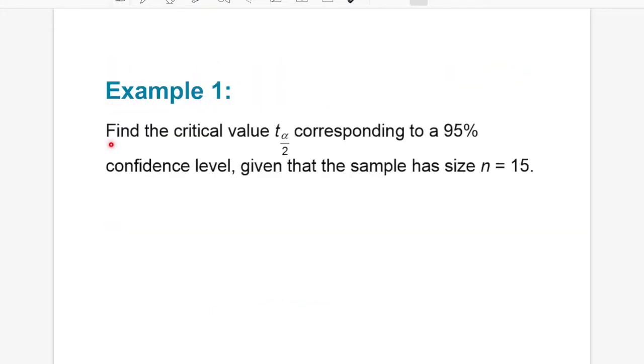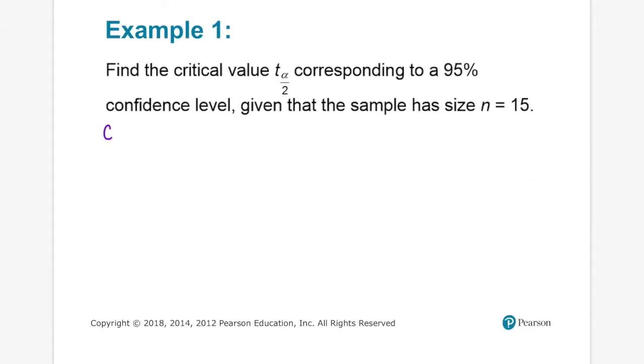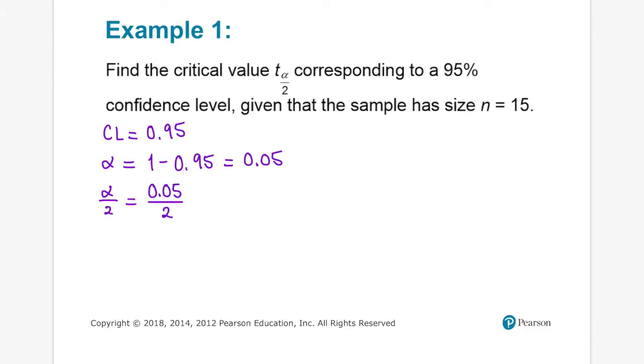Example 1. Find the critical value t of alpha over 2 corresponding to a 95% confidence level given that the sample size is n equals 15. My confidence level is 95%, which is 0.95. That makes my alpha 1 minus 0.95, which is 0.05. Alpha divided by 2 is 0.05 divided by 2, which is 0.025.